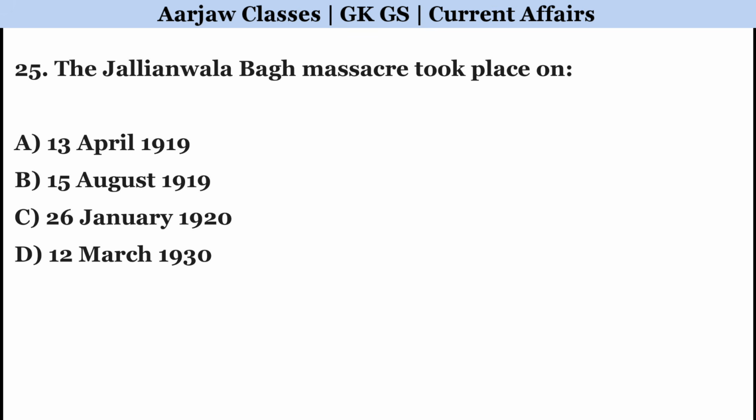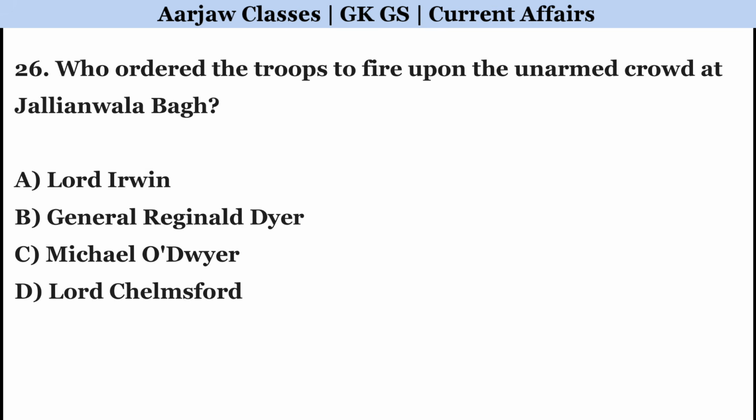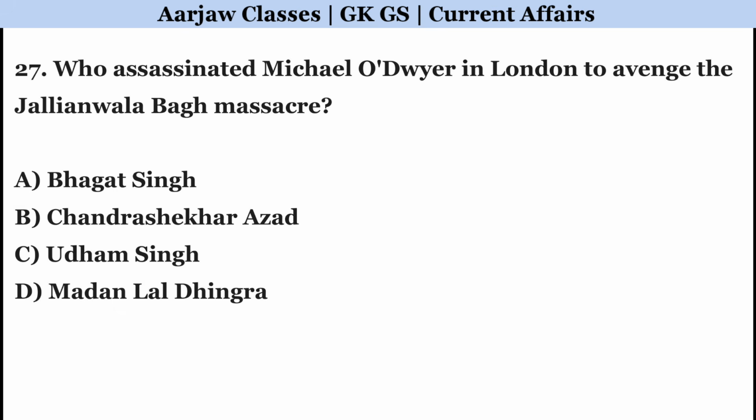The Jallianwala Bagh massacre took place on. Correct option is A. On 13th April 1919. Who ordered the troops to fire upon the unarmed crowd at Jallianwala Bagh? Correct option is B. General Reginald Dyer. Who assassinated Michael O'Dwyer in London to avenge the Jallianwala Bagh massacre? Correct option is C. Udham Singh.